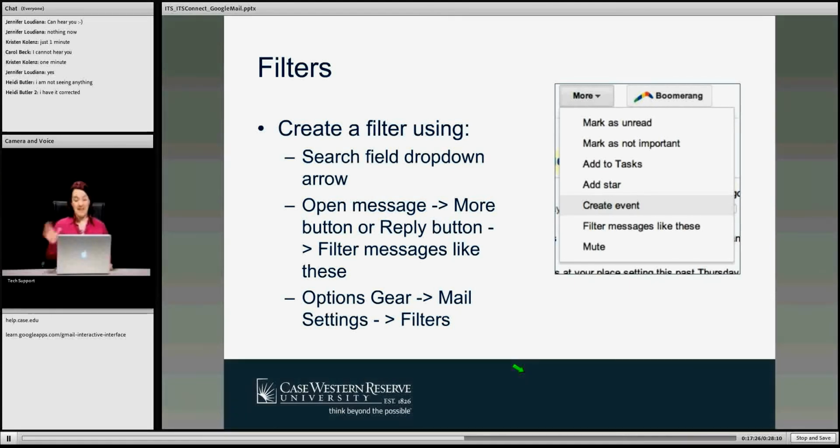There's also a button in your open message. So if you open a message and you go to the more option, there's an option to create a filter, archive it, or move it to your bulk email smart label.